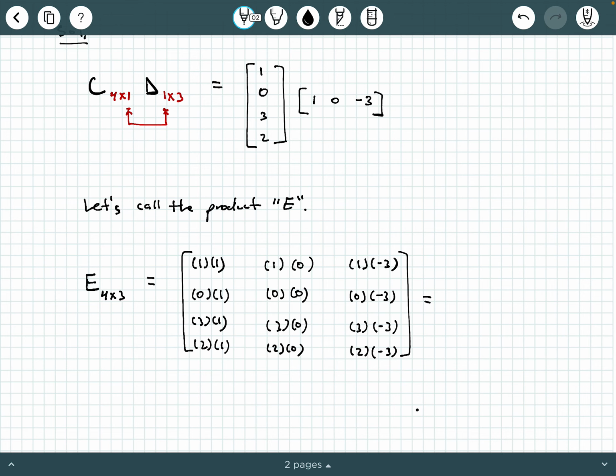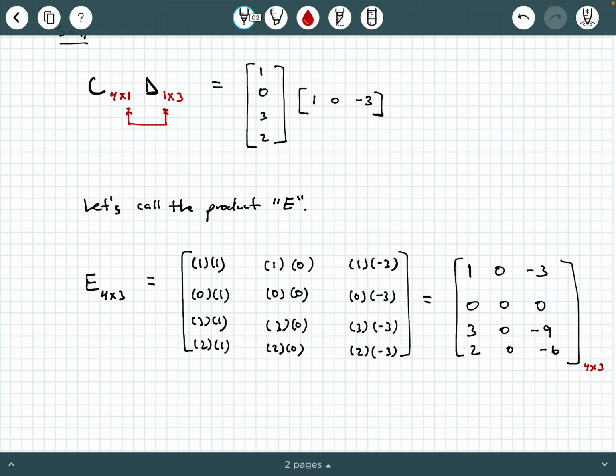And we can go ahead and multiply all this out and see what we get. The first entry is 1. Row 1, column 2 is 0. Row 1, column 3 is negative 3. Move on down. We have 0, 0, 0. Move on down. 3, 0, negative 9. Move on down. 2, 0, negative 6. And there we go. That is our answer. That's our product right here. And notice what the size is. The size is a 4 by 3. Sure enough, that's what we needed to get.